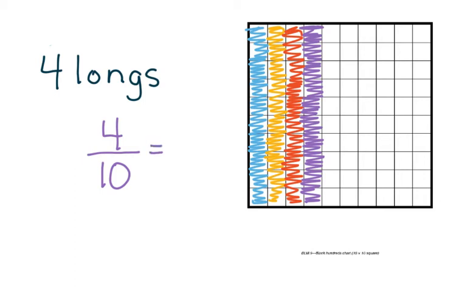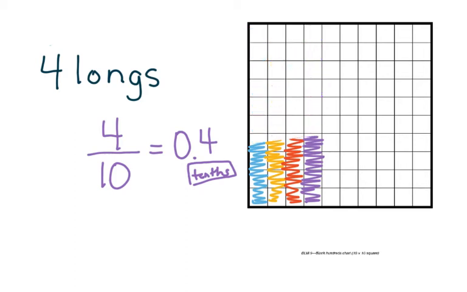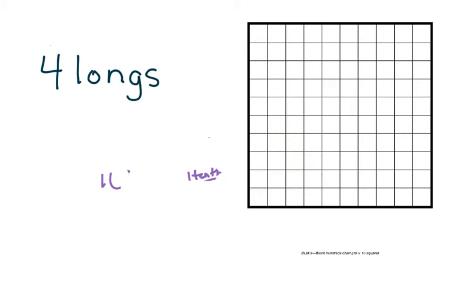Now we're going to write an equivalent decimal for that. We don't have a full square covered, so we put a 0 in the ones place. And the first place after the decimal is called the tenths, which means it takes 10 of those to cover the whole thing. So 4 tenths and 4 out of 10 is the same amount. All right, go ahead and move those 4 longs. I'm going to erase mine. So I'm going to give you another one.